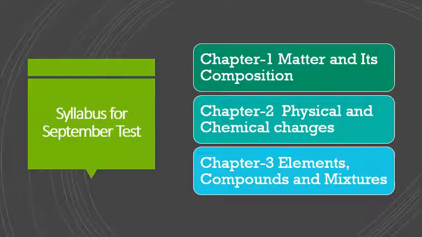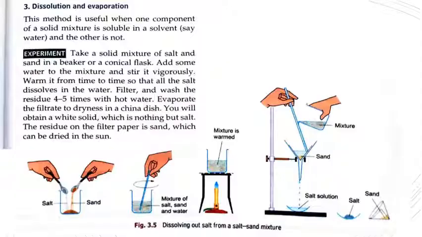So we had already discussed that this is your syllabus for the September test. Please go through it. Our next topic, which is given on page number 25, is dissolution and evaporation.